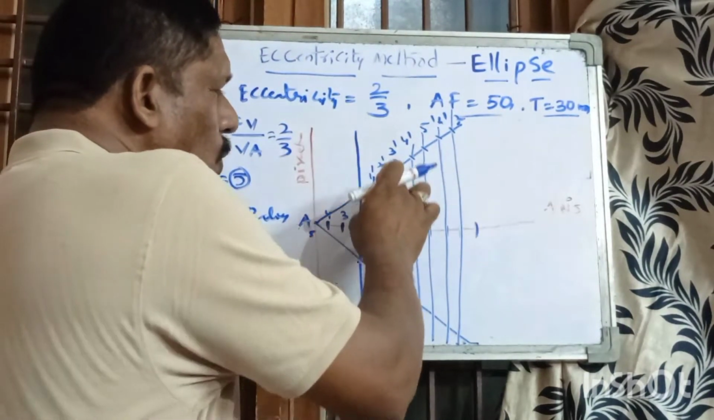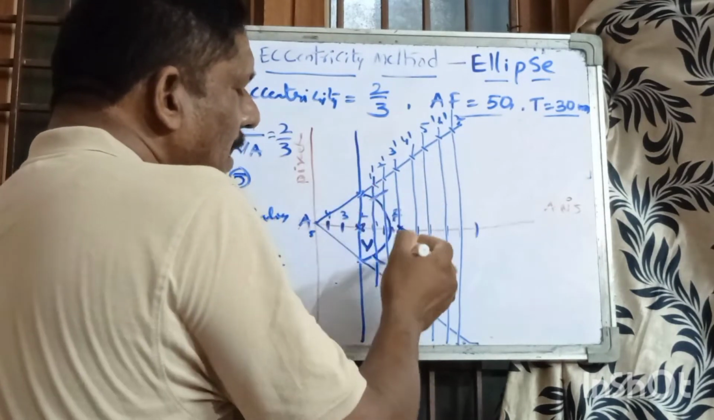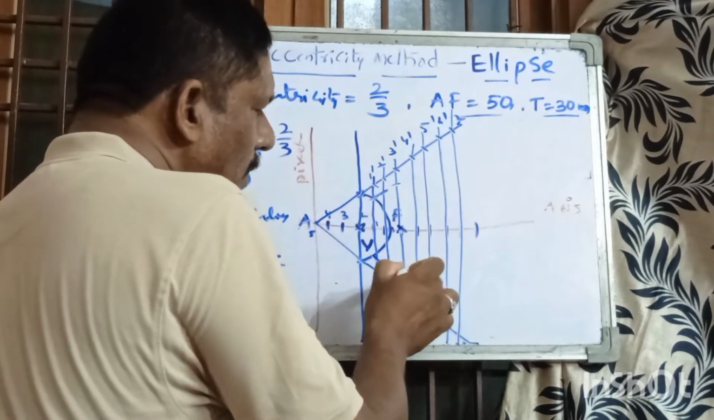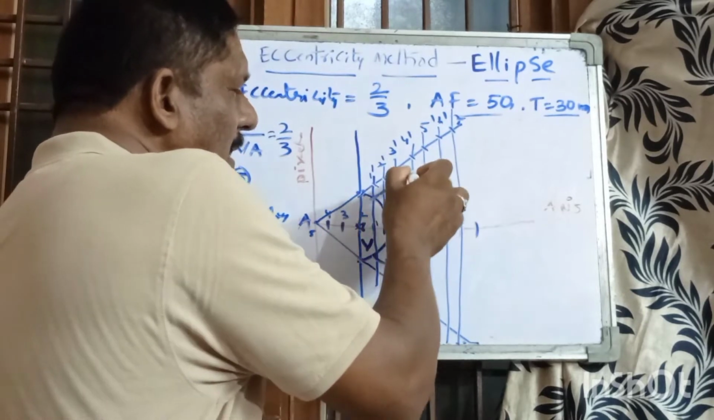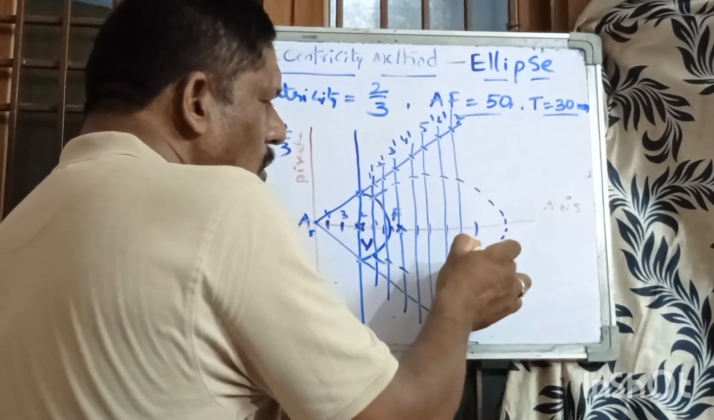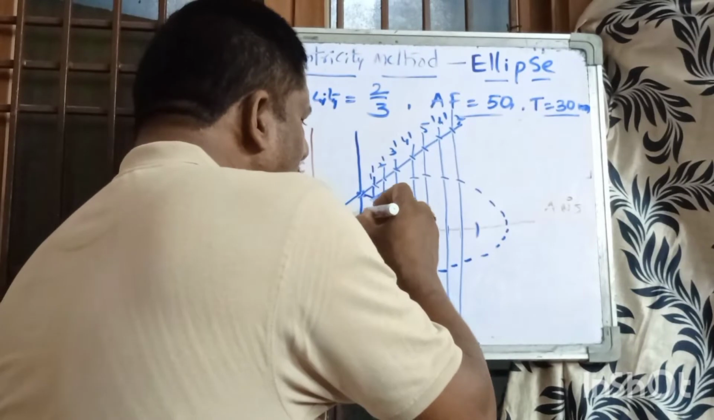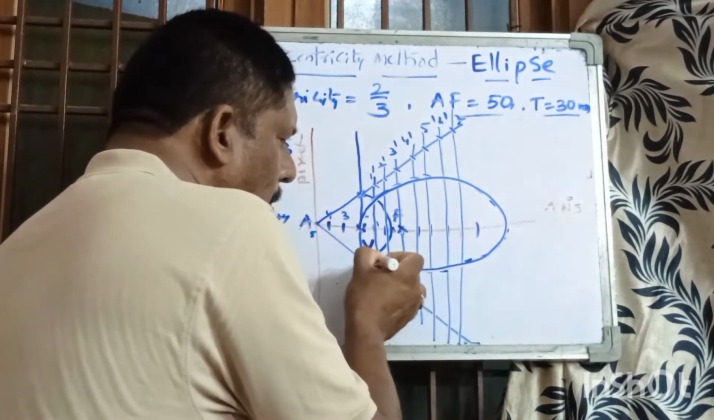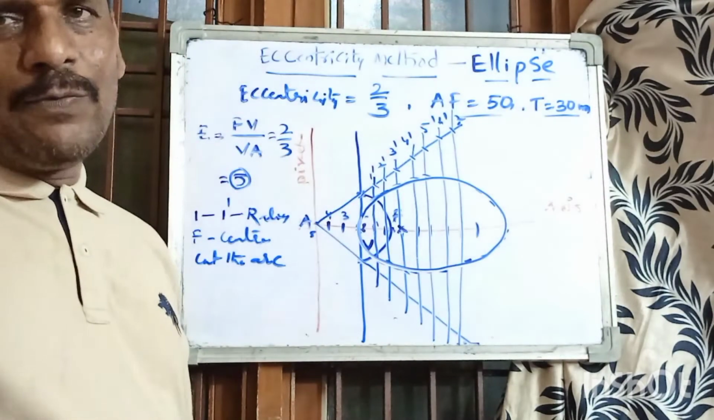In the same manner, 2 to 2 dash is the radius, F is the center, and cut the second line. 3 to 3 dash is the radius, F is the center, cut the third line. 4 to 4 dash is the radius, F is the center, cut the fourth line. Fifth line, sixth line, seventh line, eighth line, ninth line, like that. If you go, you will get the ellipse. If you join all the points from the vertex point, you will get the elliptical shape. Okay, this is the ellipse.